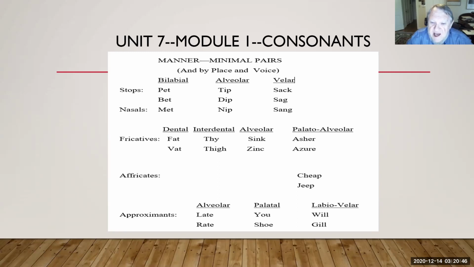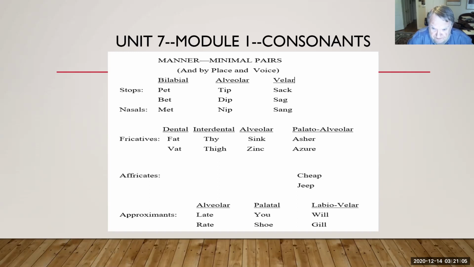Sac, sag, sang, so that you have sac and sag, the K and G at the end are different in voicing, and sang at the end is different because it is a velar nasal.